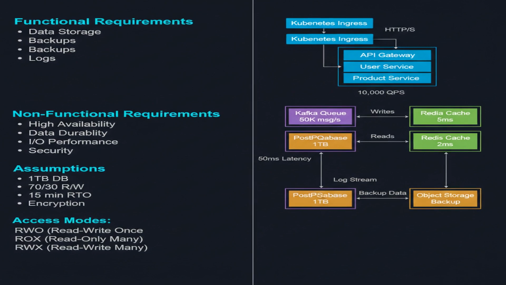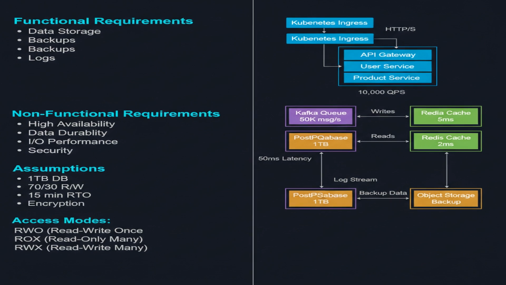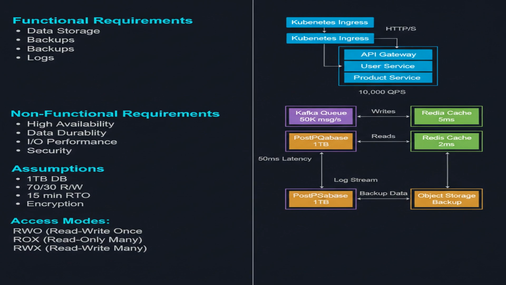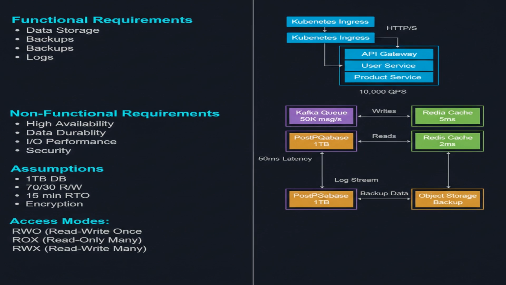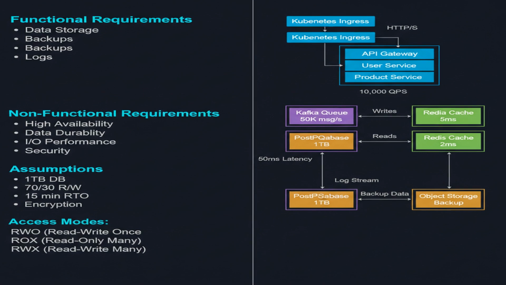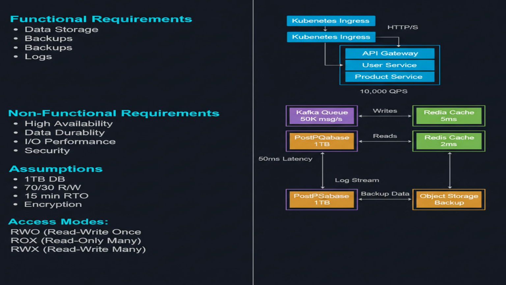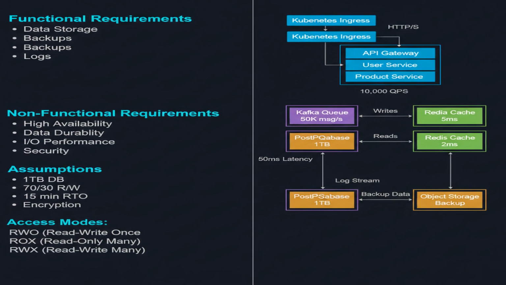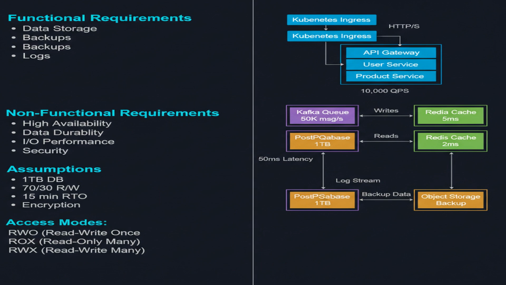encryption at rest. We also need to consider the access modes required for our application: read-write once, RWO, read-only many, ROX, and read-write many, RWX. These determine how many pods can access the storage simultaneously. RWO means the volume can be mounted by a single node for read-write. ROX means the volume can be mounted as read-only by many nodes. RWX means the volume can be mounted as read-write by many nodes.